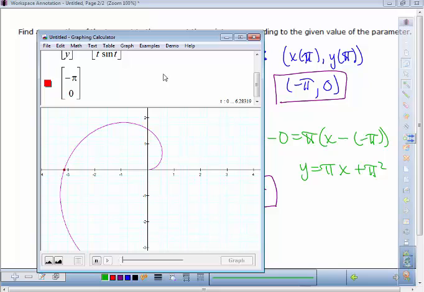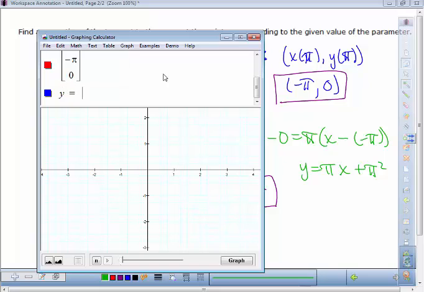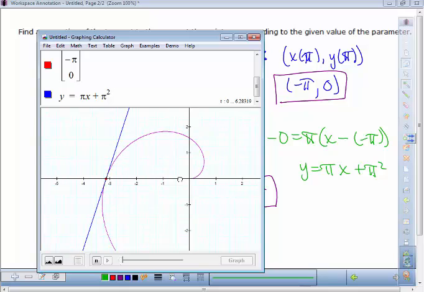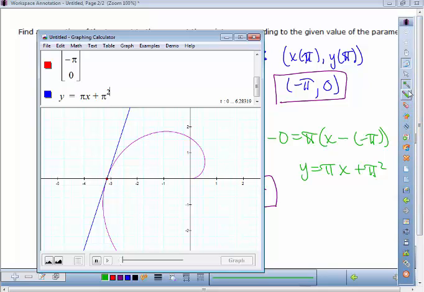And then finally, I'll go ahead and squeeze in the equation that we found. y is equal to pi times x plus pi squared. And then I see that that line is, in fact, tangent to that curve that we were looking at. So it's nice to have a picture that's done quickly enough so that we can immediately look at it and appreciate it and then move on.